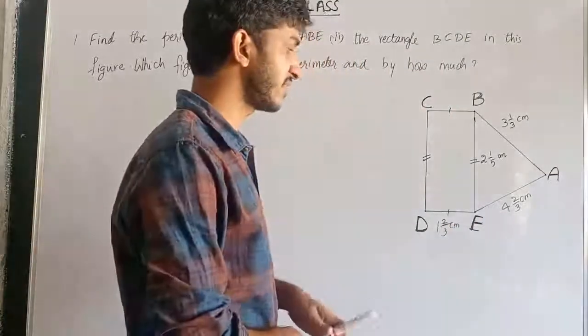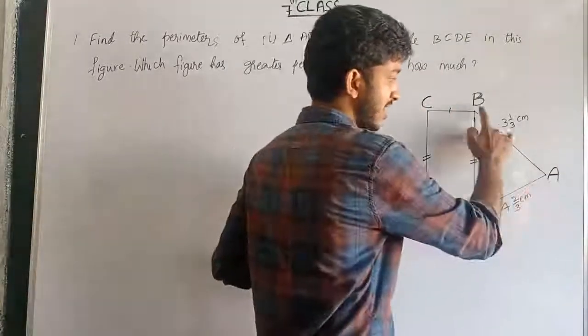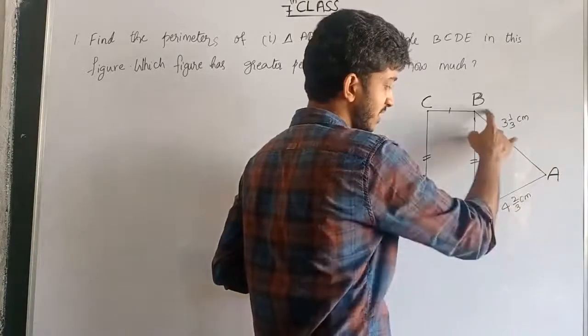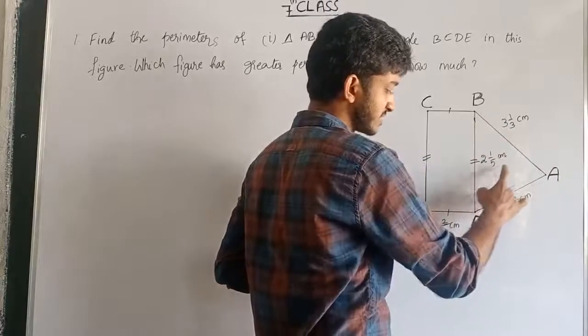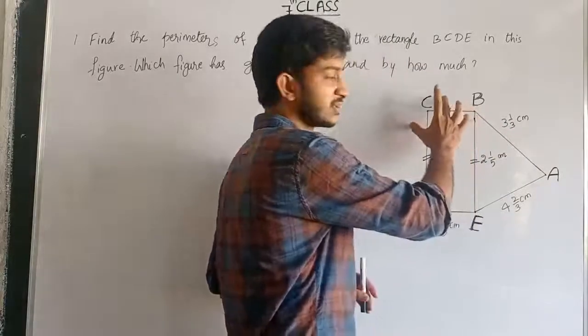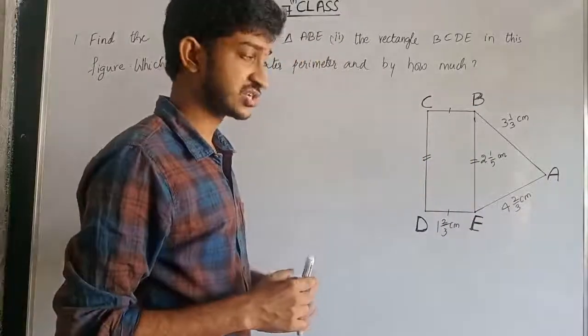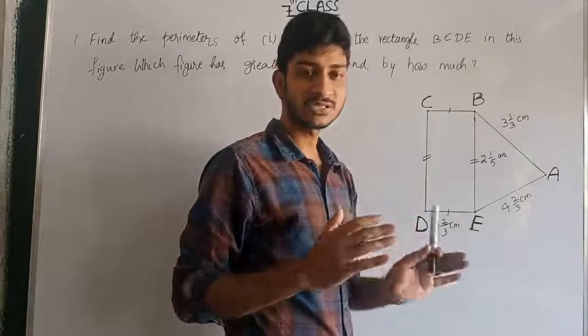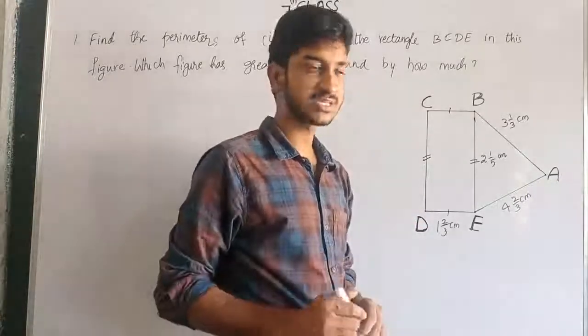Here some values are given. So AB side is 3 1/3 centimeters and AE side is 4 2/3 centimeters and BE side is 2 1/5 centimeters and DE is 1 2/3 centimeters. But here two sides are not given. Why are these two sides not given? Because in a rectangle opposite sides are equal.